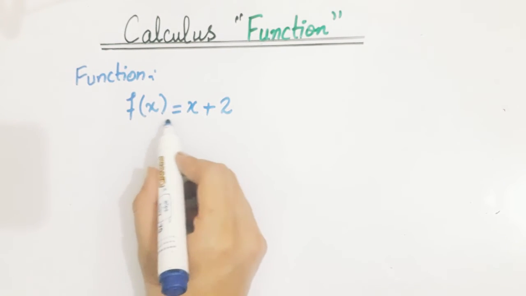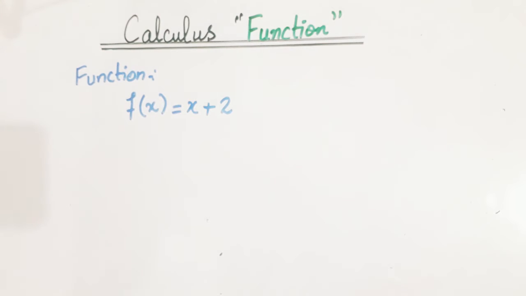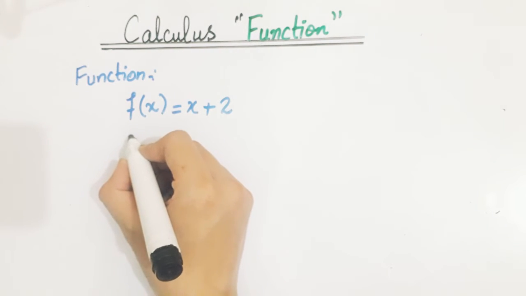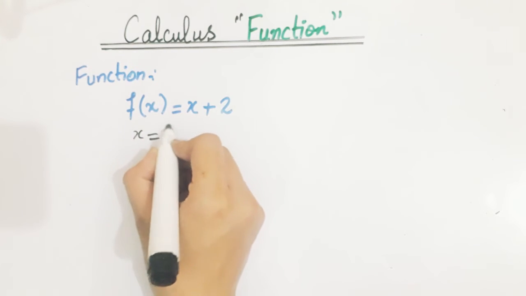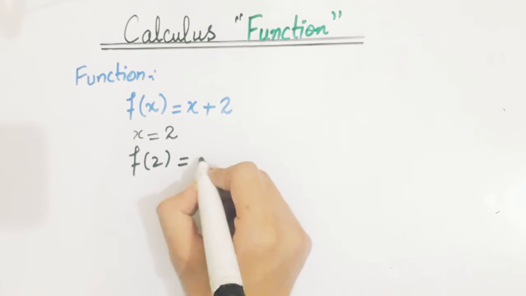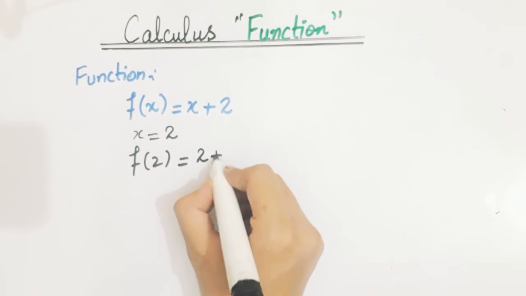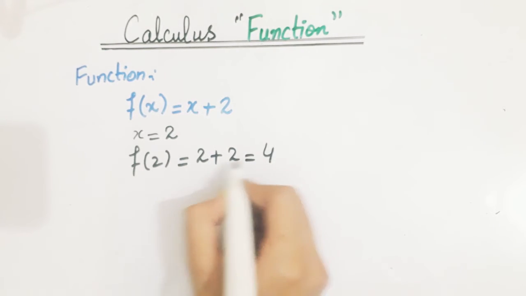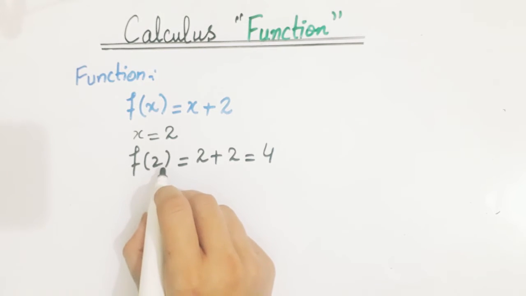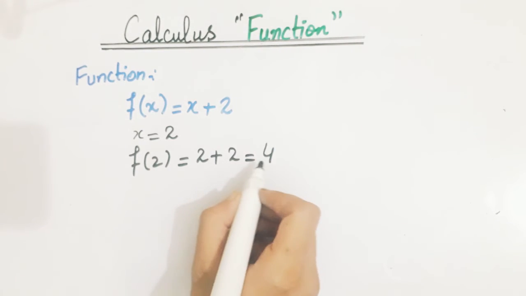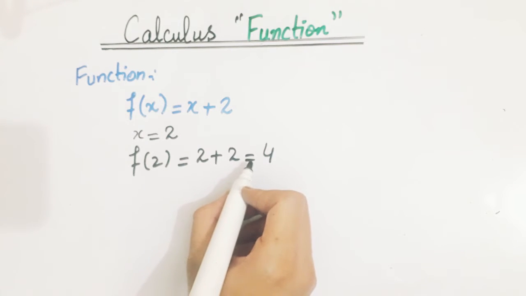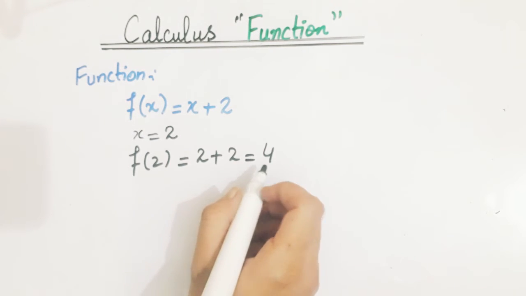So now we will put some value for x and check what the output will be. Give input as x equals 2. So you will get f of 2 equals 2 plus 2, that is 4. The function gives you 4 when you input 2. It's just a rule for turning x into a number. Now you can evaluate any function easily.